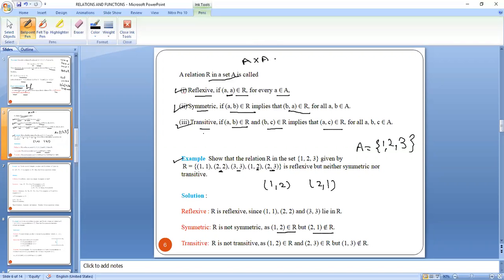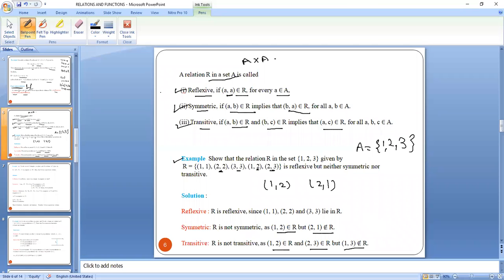So next we will take transitive. For transitive, R is not transitive as (1, 2) belongs to R and (2, 3) belongs to R, but (1, 3) does not belong to R, right?